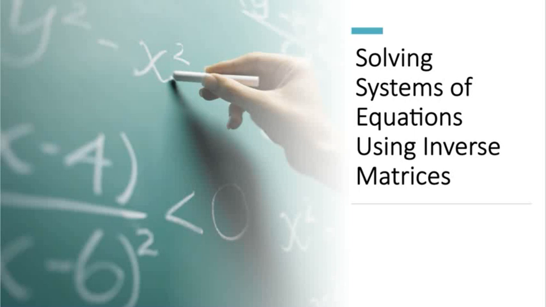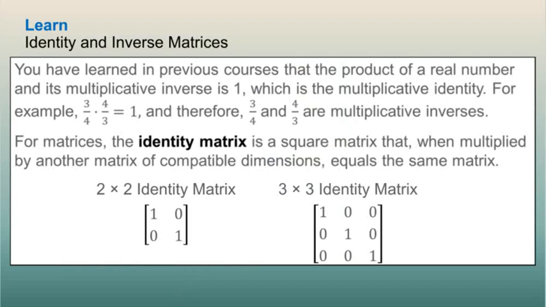Lesson 11-5, solving systems of equations using inverse matrices. You have learned in previous courses that the product of a real number and its multiplicative inverse is 1, which is the multiplicative identity. For example, 3/4 times 4/3 is 1, therefore 3/4 and 4/3 are multiplicative inverses. We also refer to them as reciprocals.